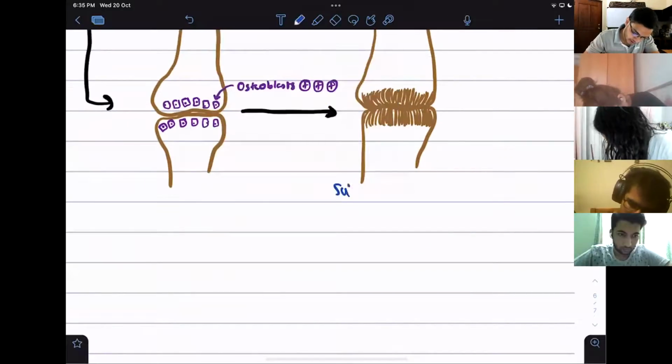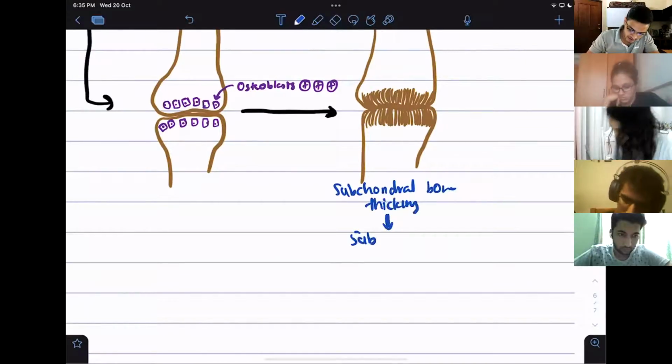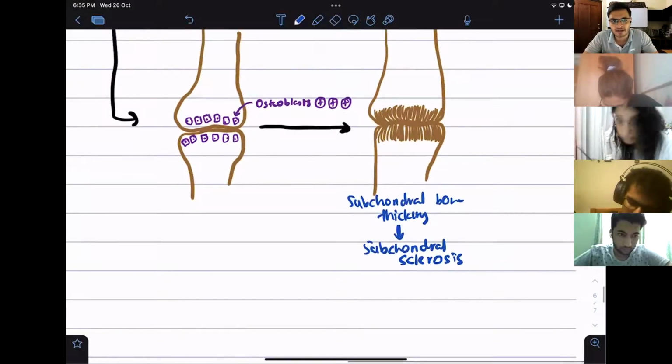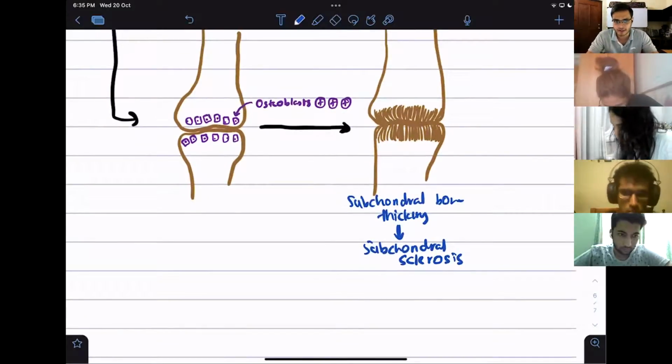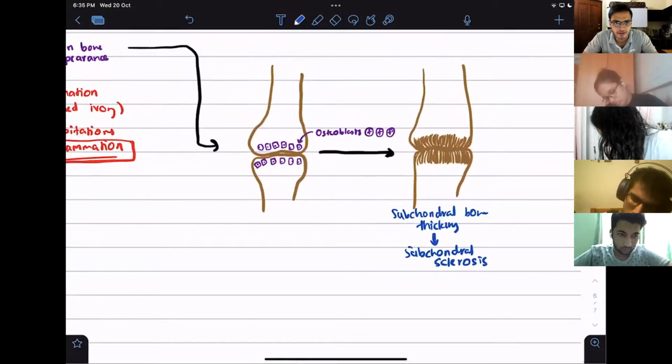You can write it down. Subchondral bone thickening, right? This is what we call, guys, subchondral sclerosis. In our body, if there is any structure, any tissue that is getting thickened, the word we use is sclerosis. So subchondral bone is getting thickened, so we call it subchondral sclerosis.